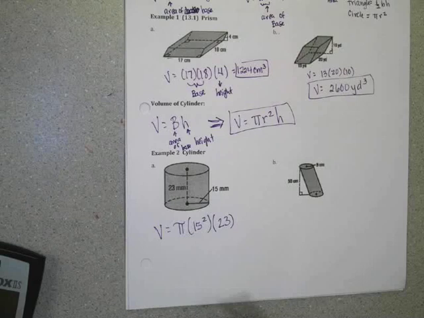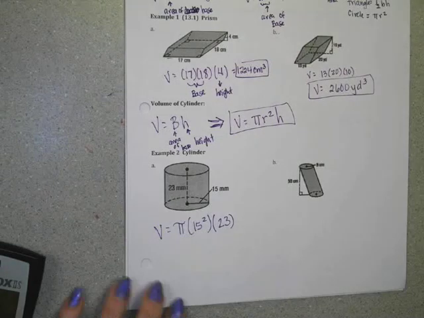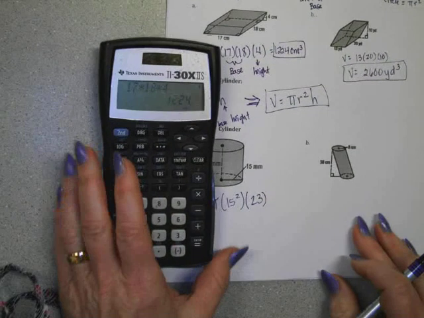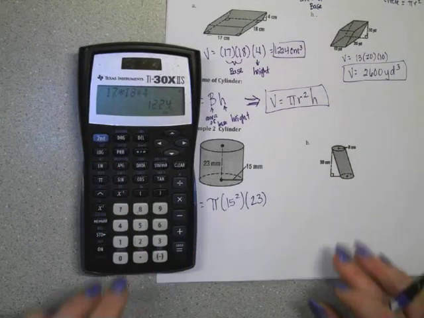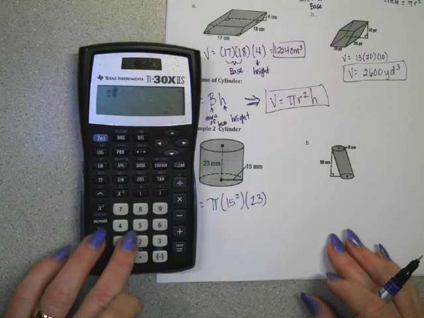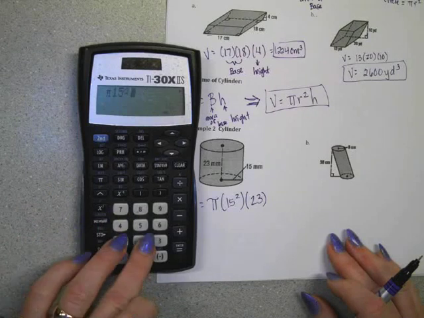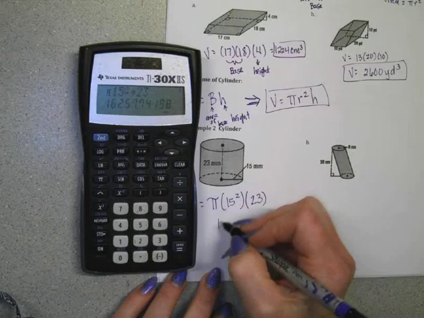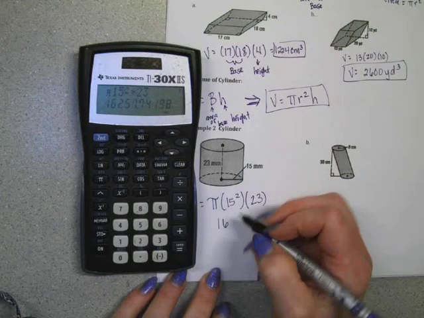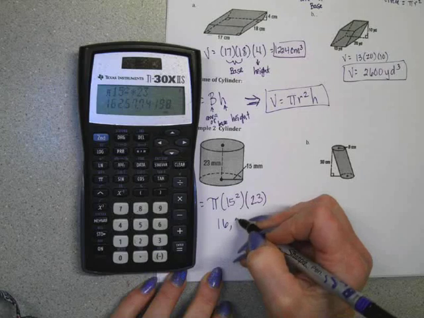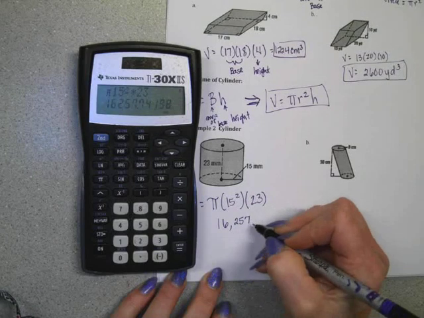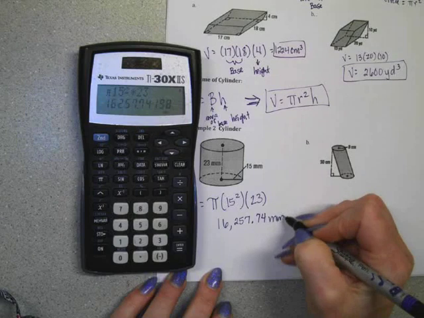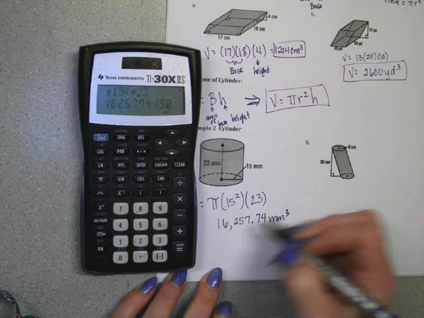And then again, you just punch it in, and on these you'll round to the nearest hundredth. So again, hopefully you can kind of see my calculator. I apologize if not, but we've got our pi, our 15 squared, and then times by 23, and I get 16,257. And again, we'll round to the nearest hundredth, so 7.4. And then millimeters times millimeters times millimeters will make millimeters cubed.